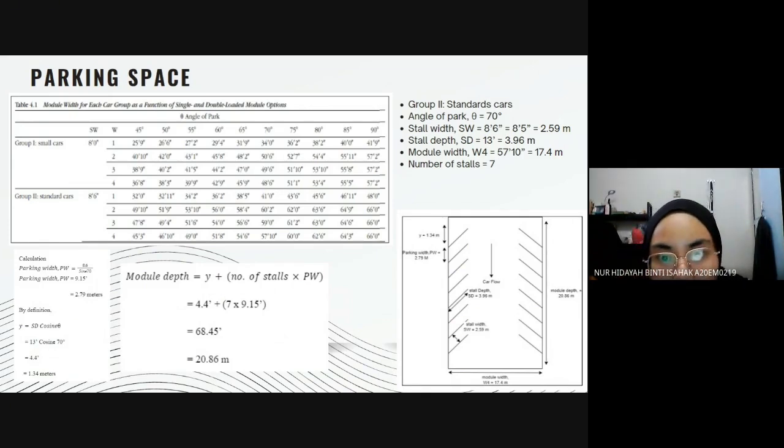First, we calculate the parking width using the formula PW equals SD over sine theta, and we get 2.79 meters. Then by the definition we calculate the y, and we get 1.34 meters. Lastly, we calculate the module depth with the formula y plus number of stalls times PW, and we get a total module depth of 20.86 meters.